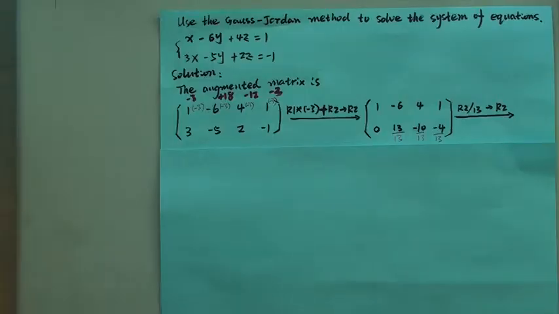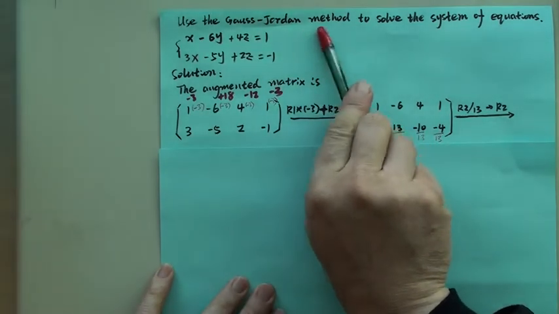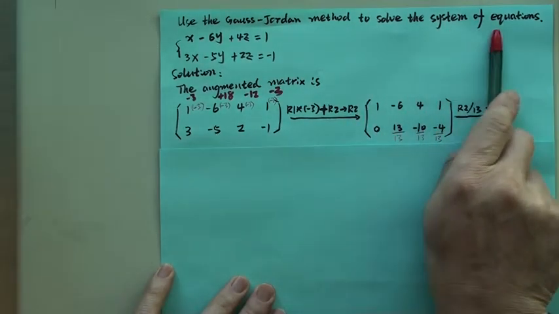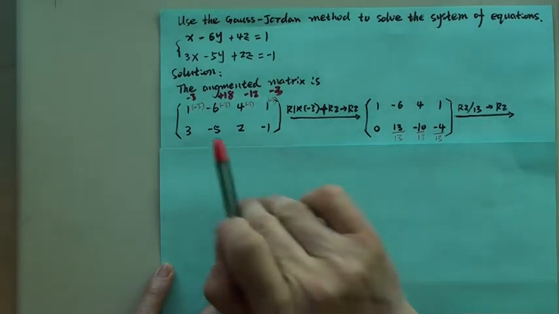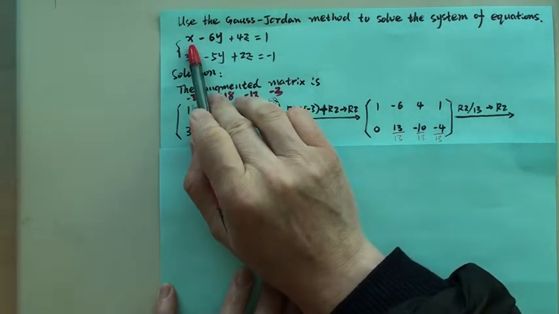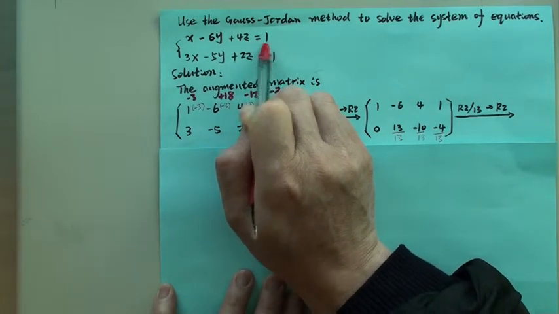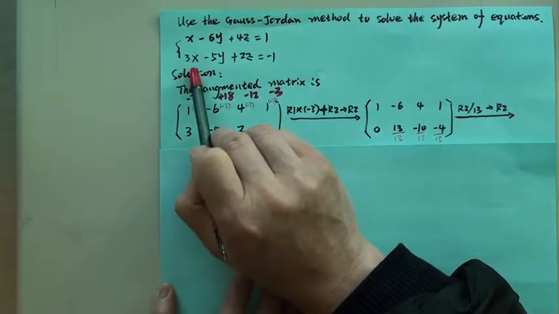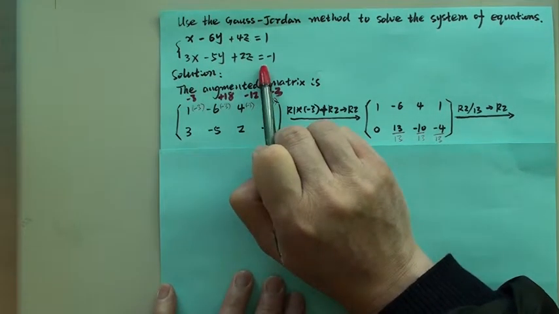In this lecture, we will use the Gauss-Jordan method to solve the system of equations. The first equation is x minus 6y plus 4z equals 1. The second equation is 3x minus 5y plus 2z equals negative 1.